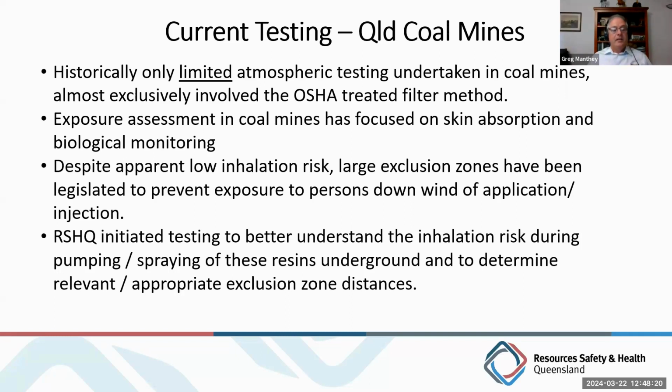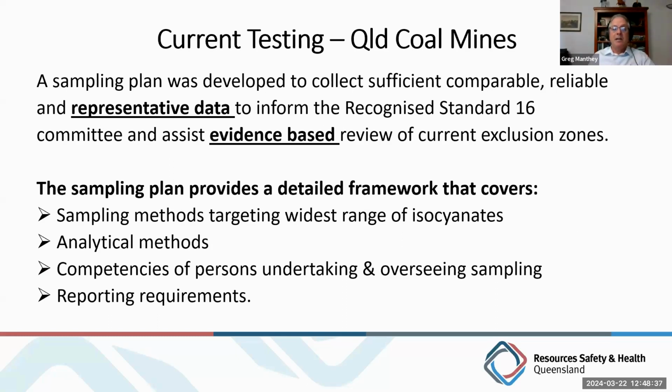So the coal inspectorate initiated testing to better understand the inhalation and emission risk underground. This is where the current testing in Queensland coal is at. So we put together a sampling plan, which is essentially a protocol to have the testing done consistently and to collect enough data to make some evidence-based decisions on exclusion zones and exposure. The sampling plan provides detail on recommended methodologies for sample collection and analysis, competencies of persons undertaking and overseeing the sampling, and reporting requirements, what needed to be reported in terms of observations during the sampling.